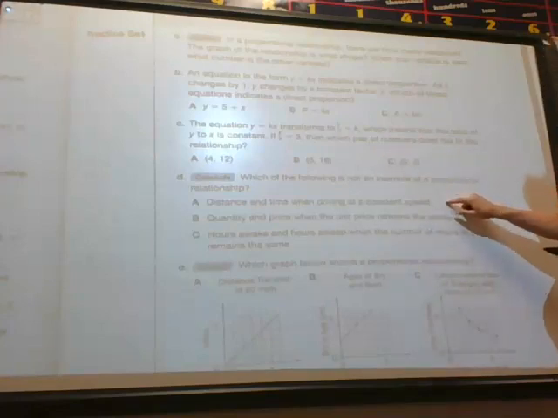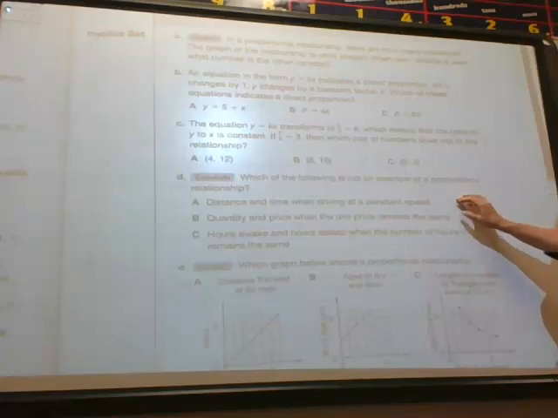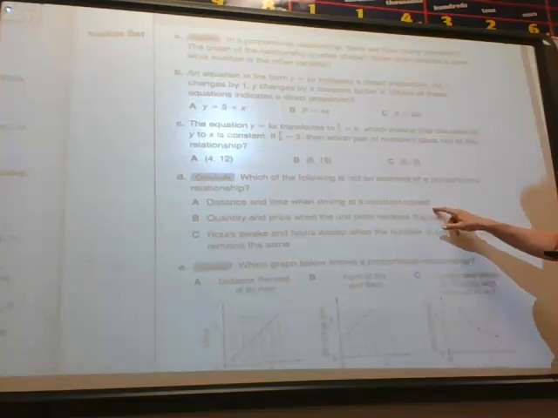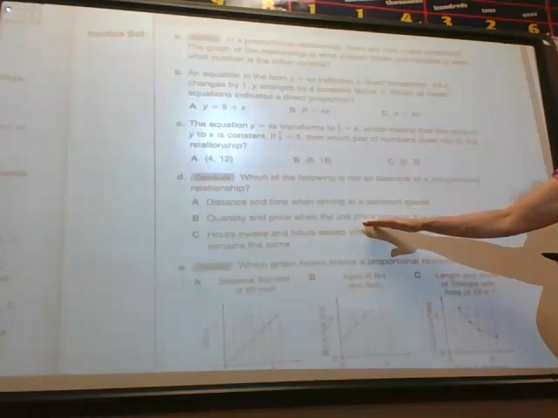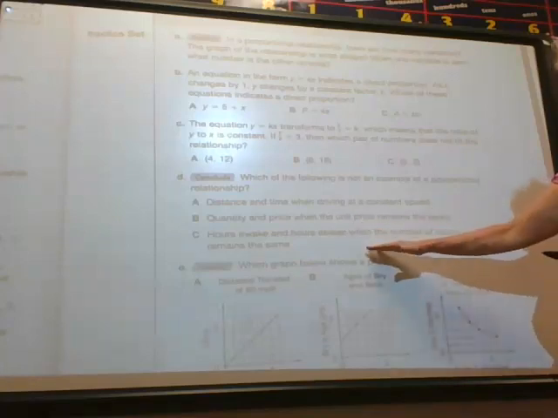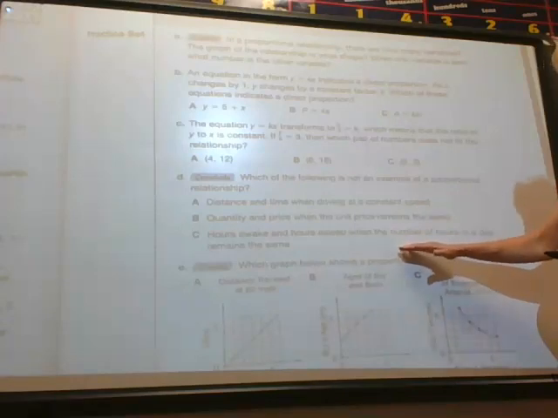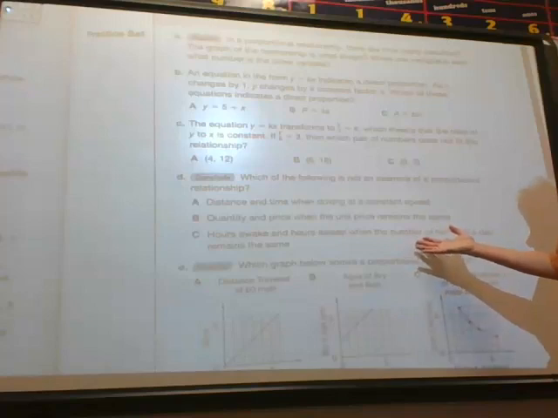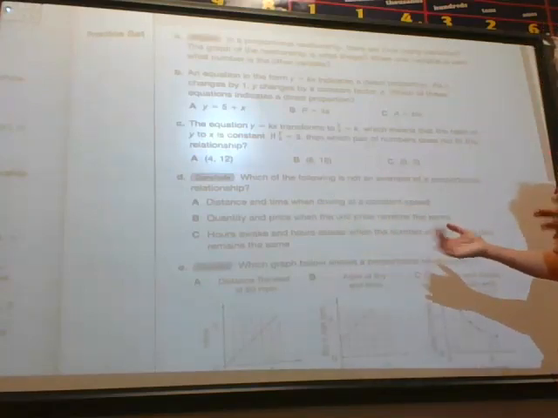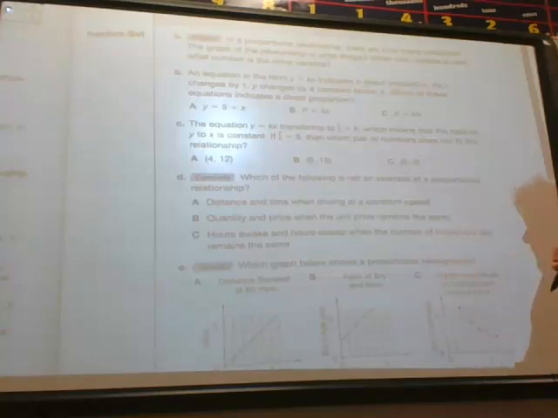All right, for D, which of the following is not an example of proportional relationship? All right, so this choice is C, okay? Distance and time when driving at a constant speed, proportional. Quantity and price when the unit price remains the same, proportional. But hours awake and hours asleep when the number of hours in the day remains the same. Okay, the number of days is the same, but my hours awake and asleep can vary. All right, so it's not going to always be the same amount.